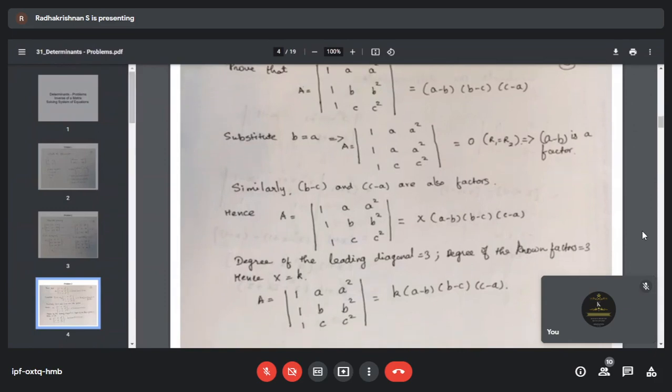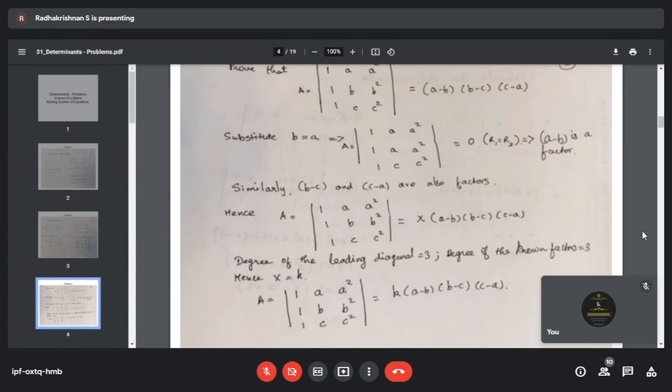Okay. So we put K equal to A and similarly B, C. It all becomes 0. Therefore, we have proved that there is some other factor, say X, into A minus B into B minus C into C minus A. Next, what do we do? We have to check the degree of the leading diagonal and the degree of the known factors. The degree of the leading diagonal, 1, B and C square, so the total degree is 3. And the degree of the known factors is also 3.